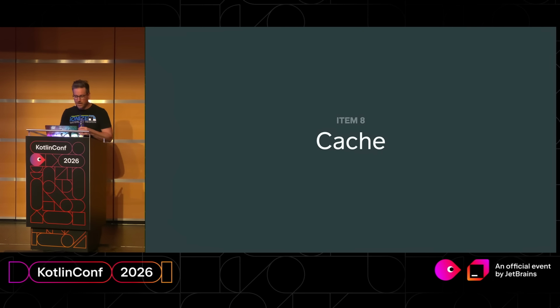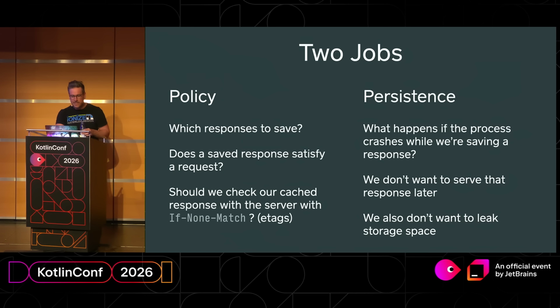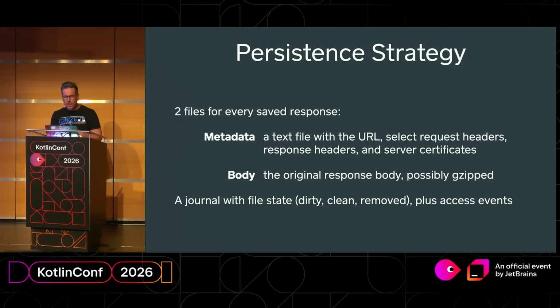All right, big finish here. I got 3 more. Cache. So OkHttp includes a persistent cache. It has 2 jobs: deciding what to save and how to save it. Our persistent strategy is we have 2 files on your file system, like on your device's file system or your server's file system, for every saved response. One has got the HTTP metadata, and then the other is just exactly what we downloaded from the server.